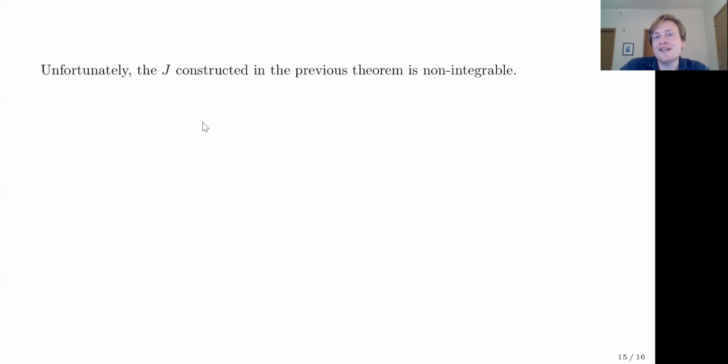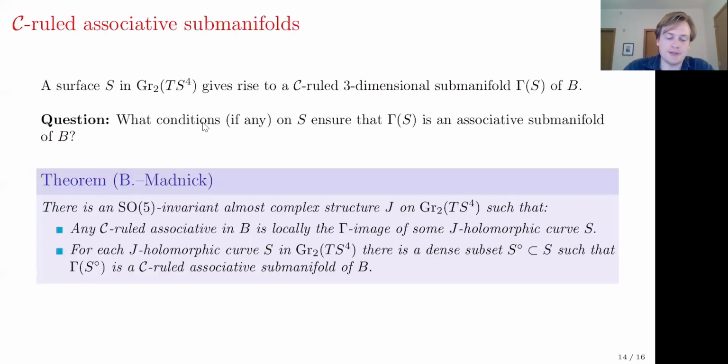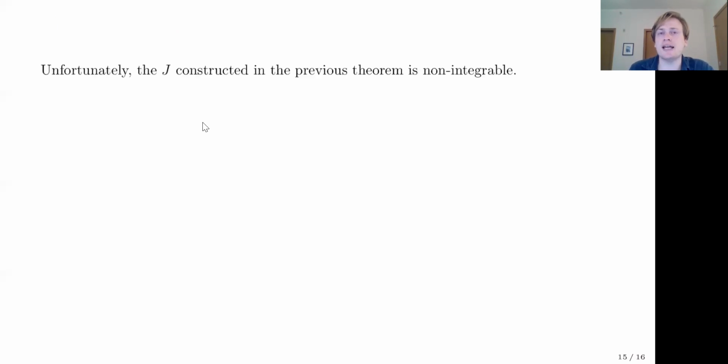Okay, now unfortunately, the J that we construct is not integrable. So it looks like we still have to face the problem of constructing globally defined J-holomorphic curves in this space. But actually this Grassmannian space is quite nice because it's SO(5) mod T2, and our almost complex structure J is SO(5)-invariant. It turns out there's actually quite a lot you can say about the J-holomorphic curves. So we are still able to get a nice existence result, and you can say even more.